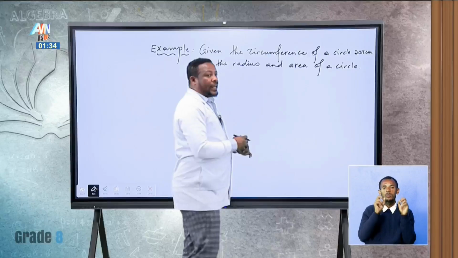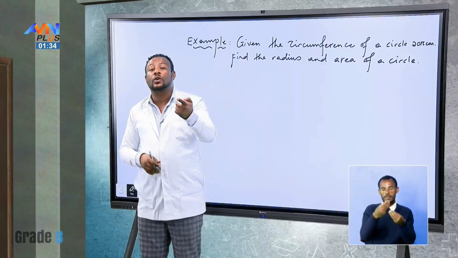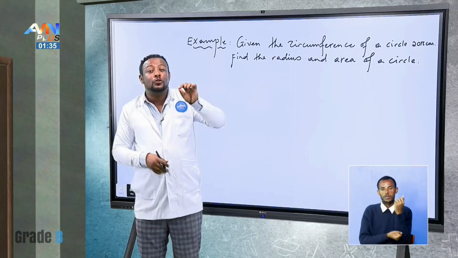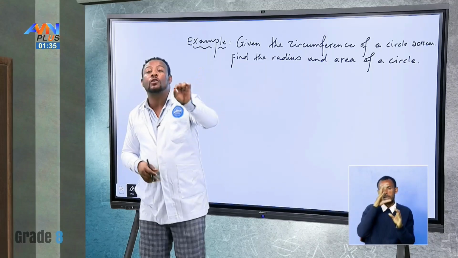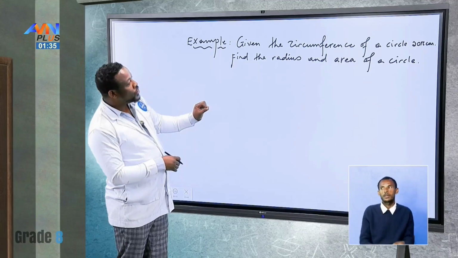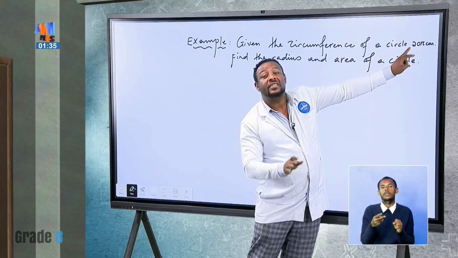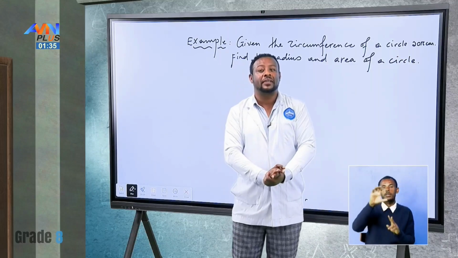Okay, now in the second example, what is given? The circumference of a circle is given. So based on this, you are asked to calculate the radius and area of a circle. Okay, so as you can see, the circumference is given as 20 pi centimeter, right?